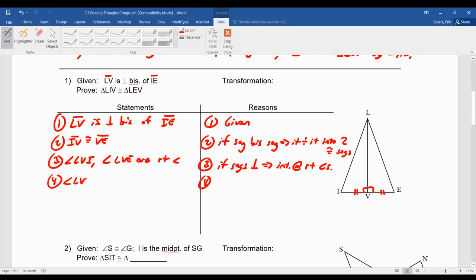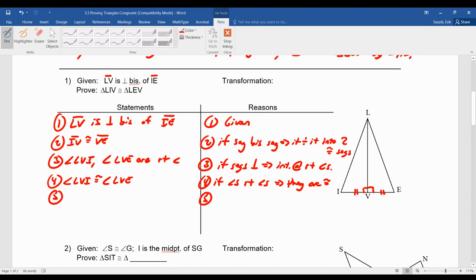And then after that, we can now say that these two angles are congruent. So it's kind of a drawn out process. And again, what's the reason here? Look at number 4 on your reason sheet. If angles are right angles, then they are congruent, right?